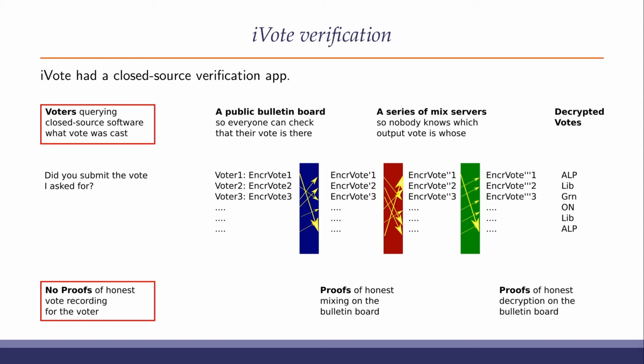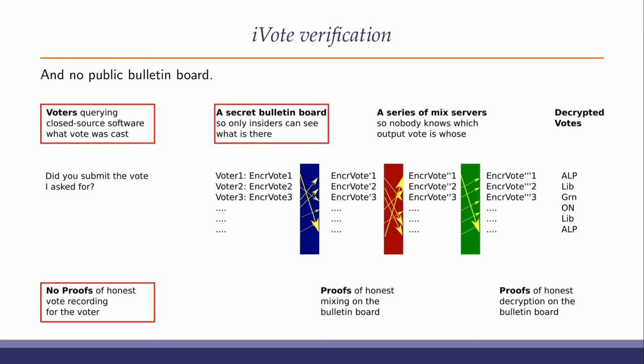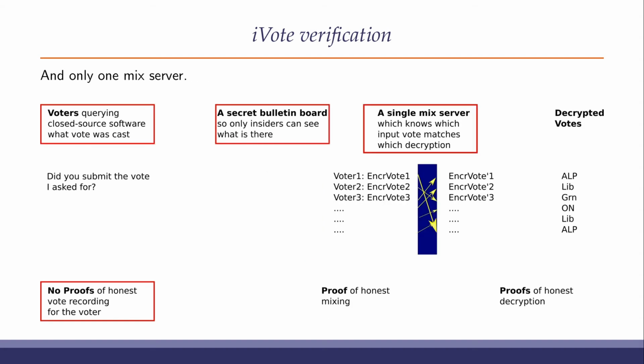It doesn't have a public bulletin board. It has sort of a secret list of votes that only insiders are allowed to see. It does not have a series of mixed servers. Remember that the assumption behind the series of mixed servers was that they would not all collude to recover the composed permutation. It has one mixed server, which kind of defeats the point of having a mixed server entirely, because obviously this one mixed server understands exactly what the correspondence between incoming votes and outgoing votes is going to be. It does, however, have, or was supposed to have, proofs of honest mixing and honest decryption, which just happened to be exactly the same proofs that the vendor had sold to Switzerland.